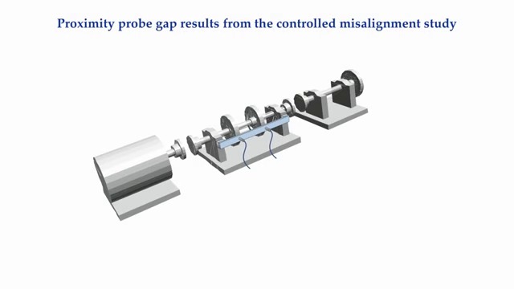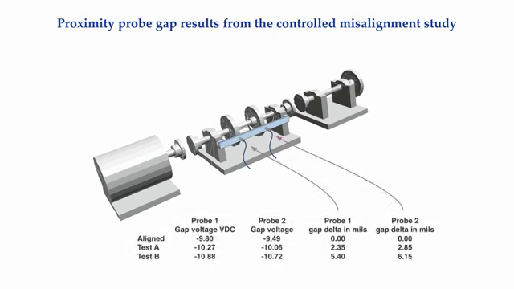What did the proximity probes see? Here are the gap voltages and corresponding gap distances from the probes to the balance discs. The probe on the left I called probe 1 and the probe on the right probe 2. At probe 1, when the unit was well aligned, the gap voltage was minus 9.8 volts DC. At probe 2, when the unit was well aligned, the gap voltage was minus 9.49 volts DC. Since these were the gaps when the unit was well aligned, I just called them the zero or starting position.